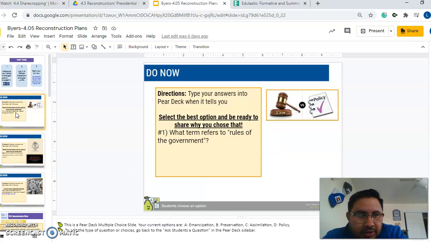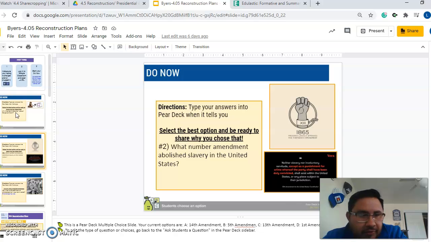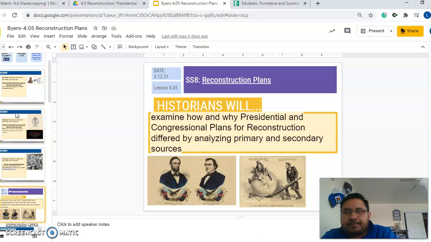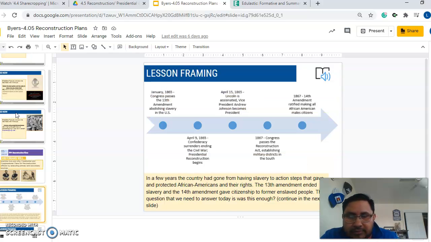Make sure that you take care of the do now. This is just a review from yesterday. And today, the objective is for us to examine how and why presidential and congressional plans for reconstruction differ by analyzing primary and secondary sources. Okay, so there's the lesson framing. Make sure that you read the lesson framing.